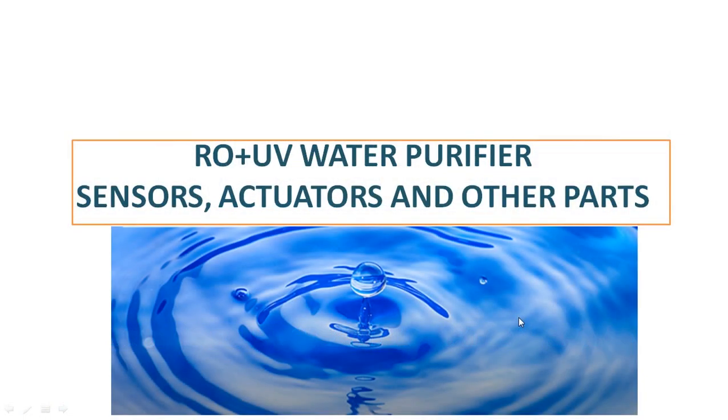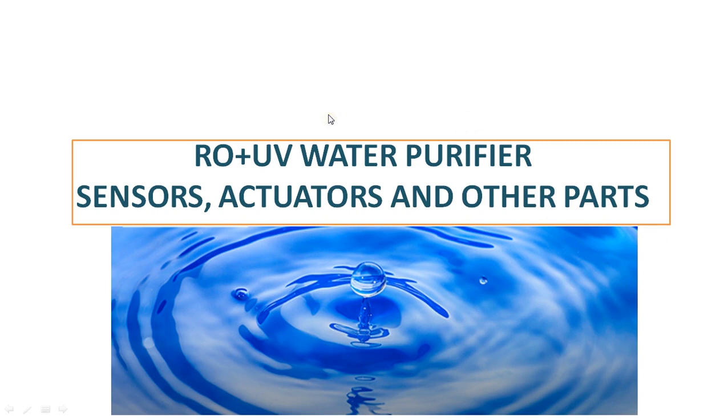Hi friends, in this video I am discussing the water purifier wiring diagram, the sensors and actuators that are used in the water purifier, and I will also discuss its basic theory of operation. Water purifiers are one of the widely used consumer products, and their purpose is to convert drinking or non-drinking water to drinking and safe water.